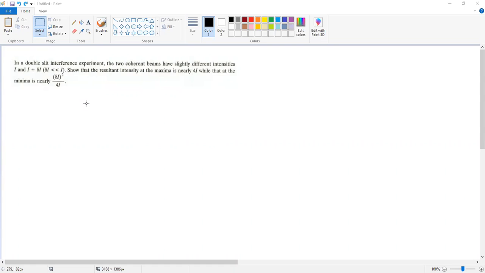Here the question says: in a double slit interference experiment, two coherent beams have slightly different intensities, I and I plus delta I. The delta I is very small compared to I. Show that the intensity at the maxima is nearly 4I, while that at the minima is nearly delta I whole square by 4I.